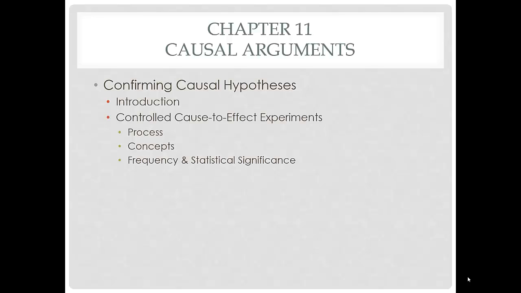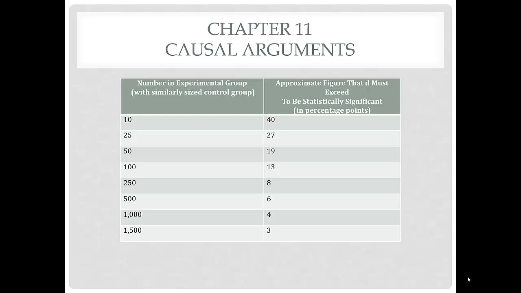And what those conducting the experiment or assessing the results look for is to see if the results are statistically significant. And what that means, basically, is that the difference between the experimental group and the control group is different enough that it shows there's most likely a causal connection.